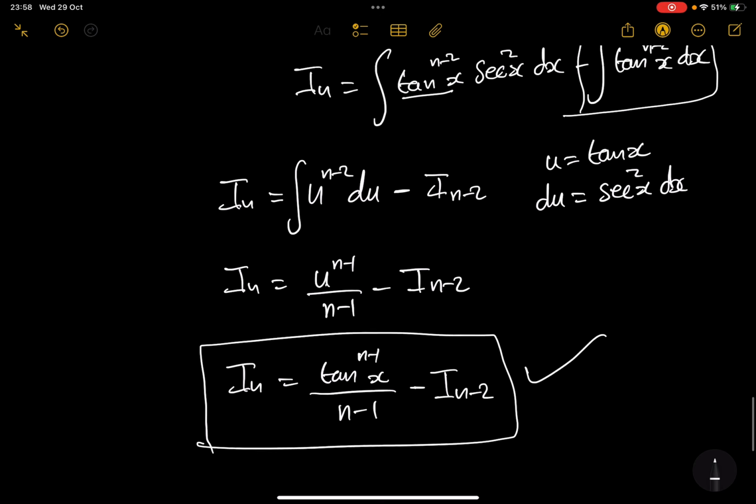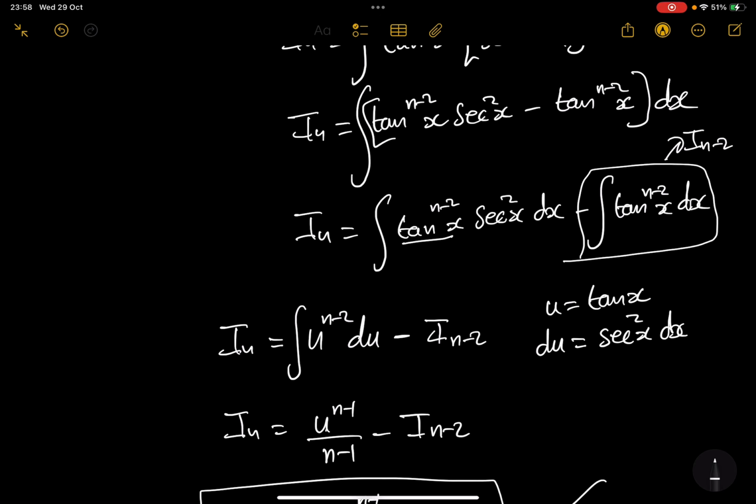So in the next video, I'm going to expand more on the reduction formula, looking at the definite integrals and how you can evaluate the iteration of that and so forth.